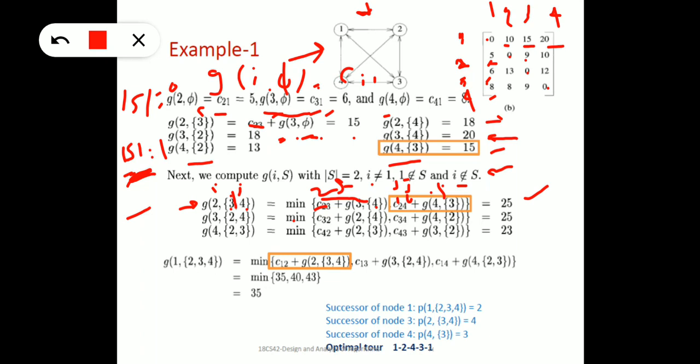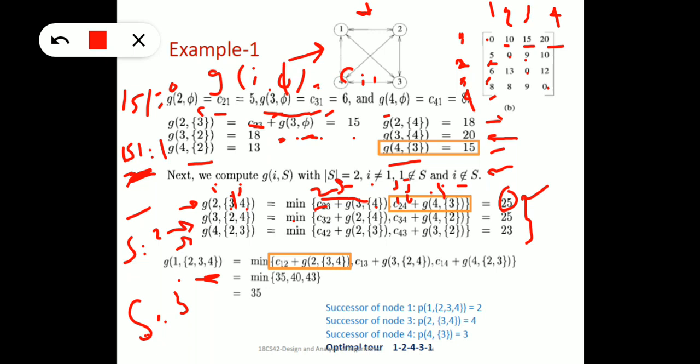So similarly, you calculate g of 3 comma 2, 4, g of 4 comma 2, 3. So please notice here set S has two elements in it. So after doing it, we get the minimum value. We will have to select from all these three a minimum value. So we select the very first one, that is 25. So the next time the cardinality of S is 3, so it means that S has all the three vertices and i is nothing but our source vertex.